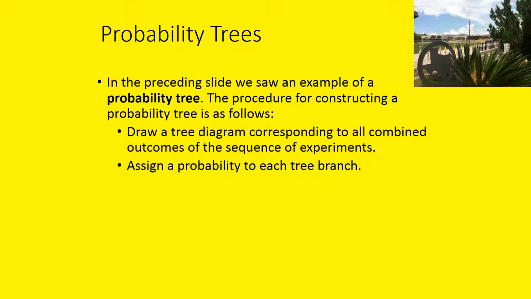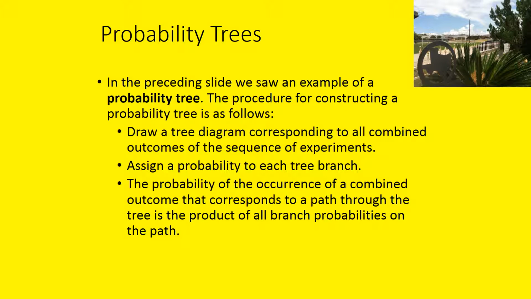Assign a probability to each tree branch, and all that was given in the problem that you were supposed to do. The probability of the occurrence of a combined outcome that corresponds to a path through the tree is the product of all branch probabilities on the path. So we saw two paths and two products, two multiplications, and then we added them because they were both successful outcomes, successful in the sense of being defective.